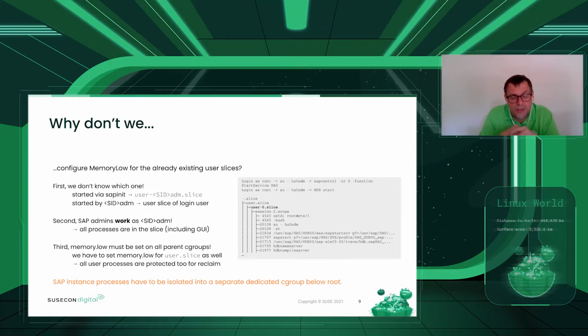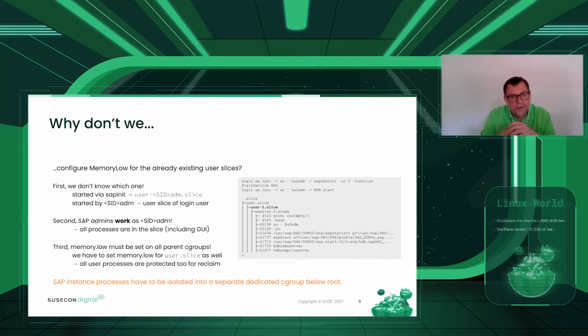You can imagine there are rules in many companies that you have to log in as your own user first for audit reasons, and then you have to switch to the SIDADM to do your work. So we can't be sure where the instance will end up. Second problem: SIDADMs do their work as that user, so all processes are in that slice. Every script you start, and that can include complete graphical user interfaces. There are customers who start an X server with all the programs to manage a subsystem, and those would also be in that cgroup together with the instance. And you clearly don't want to protect the GUI from being swapped out, you want to protect the SAP instance.